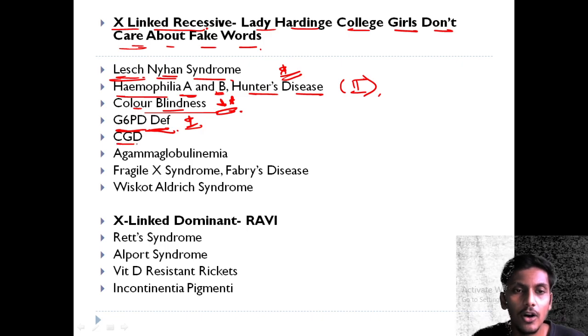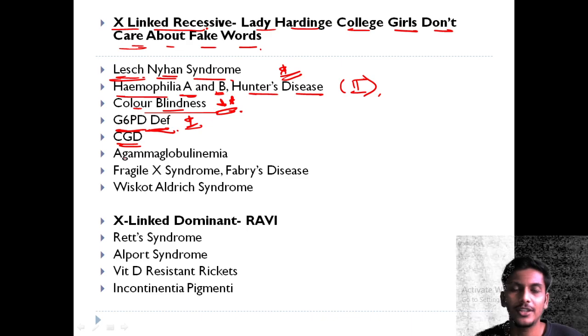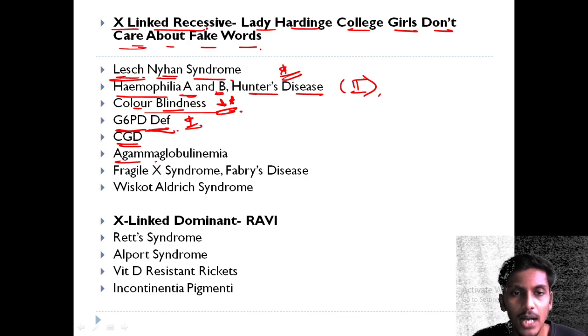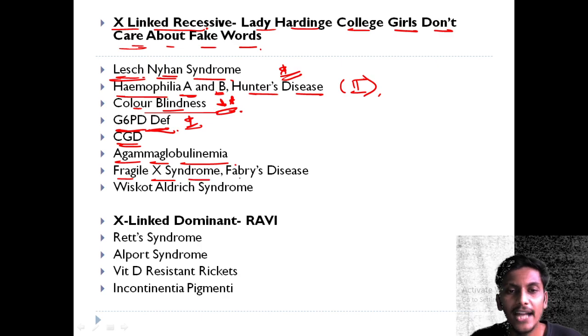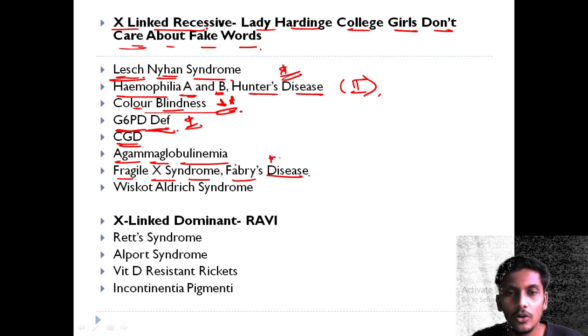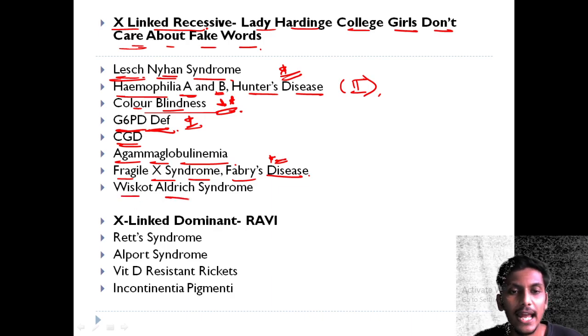Next one, C goes for chronic granulomatous disease, CGD, that is due to defective NADPH oxidase enzyme. Then A goes for agammaglobulinemia. F goes for Fragile X syndrome, and for Fabry's disease. Fabry's disease is also an exception, guys. Please remember this. And last, W goes for Wiskott-Aldrich syndrome.